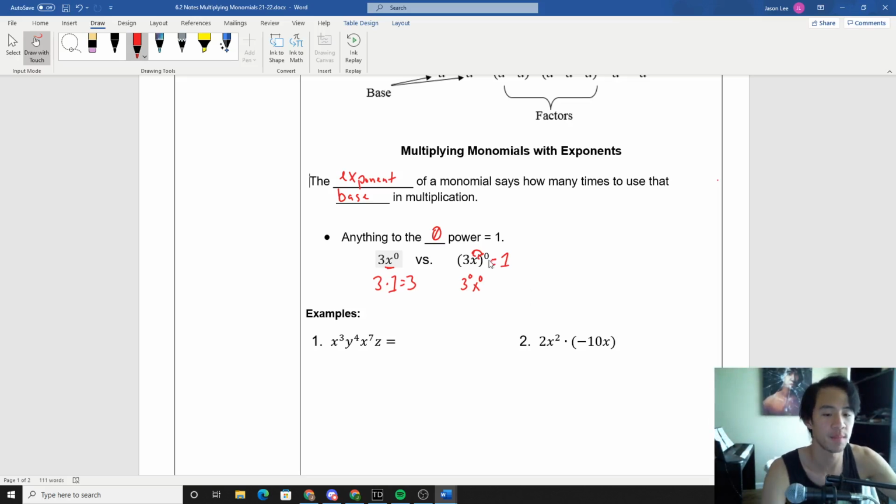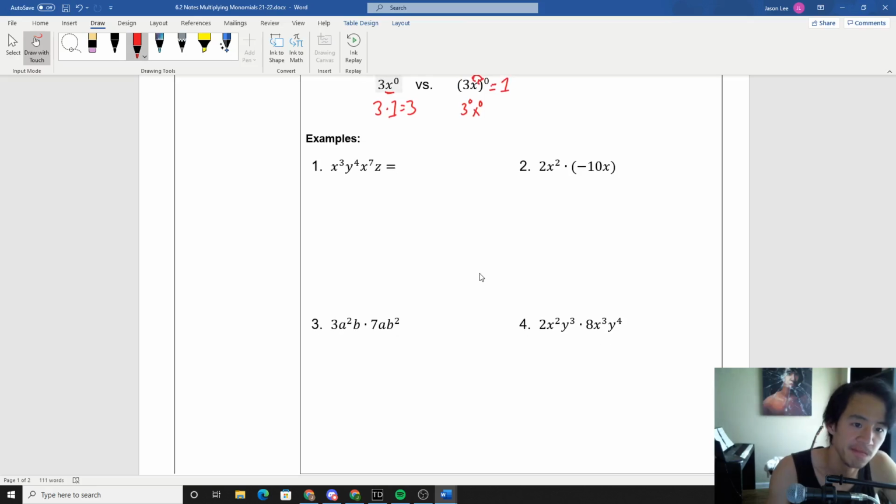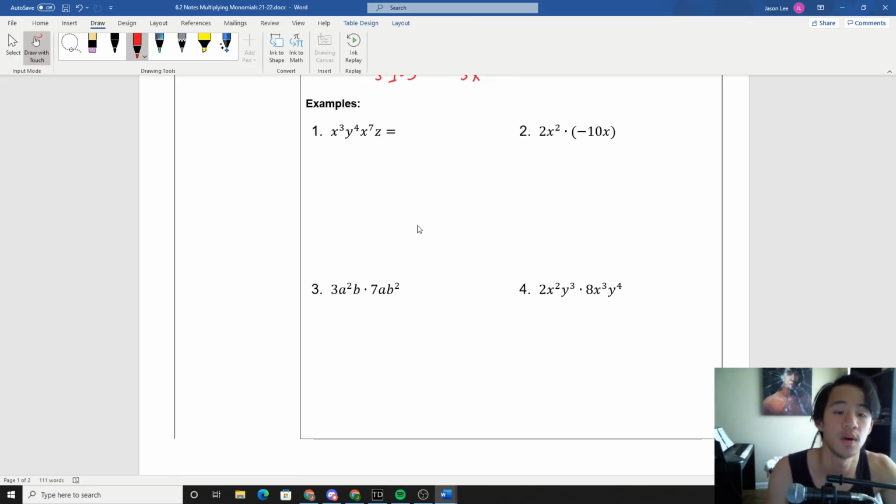Okay, let's do some examples that are a bit more relevant. So for this first one, the key thing to learn is that you're not going to be combining things that have different bases. So for example, you won't be combining x's with y's or y's with z's, but you can combine two things that are both x's. So we have x to the third here, and then times x to the 7th.